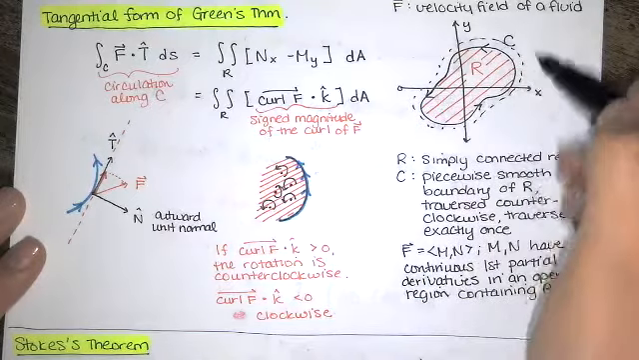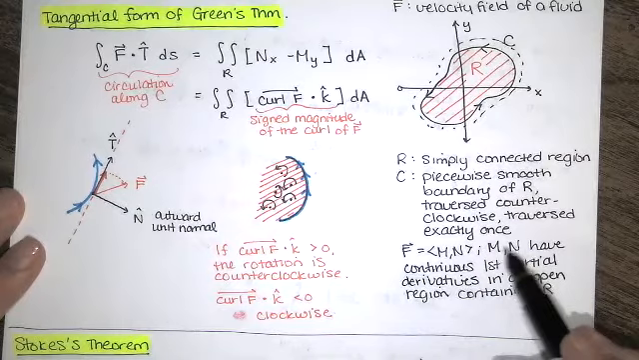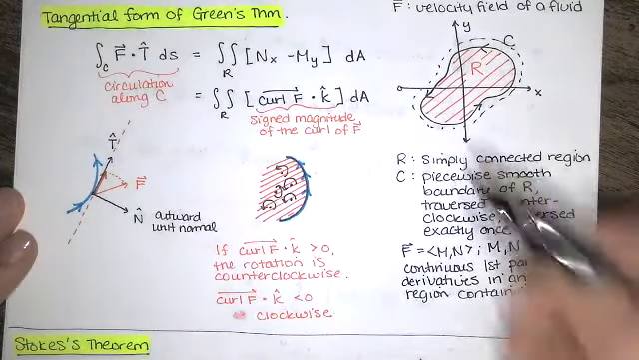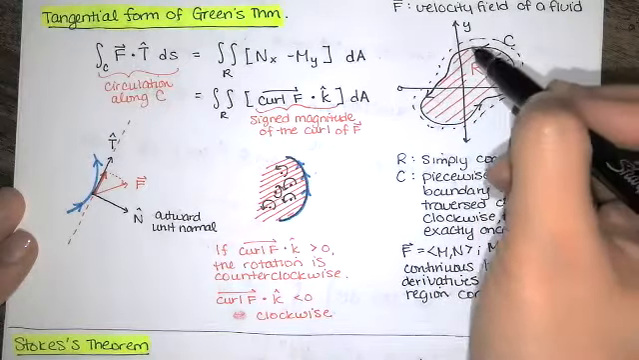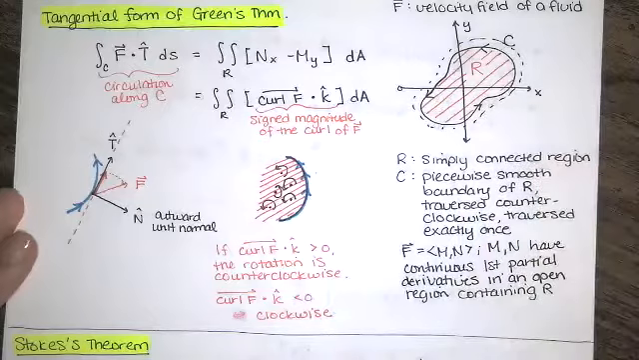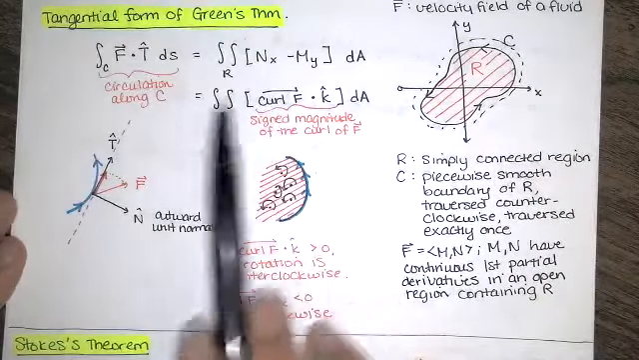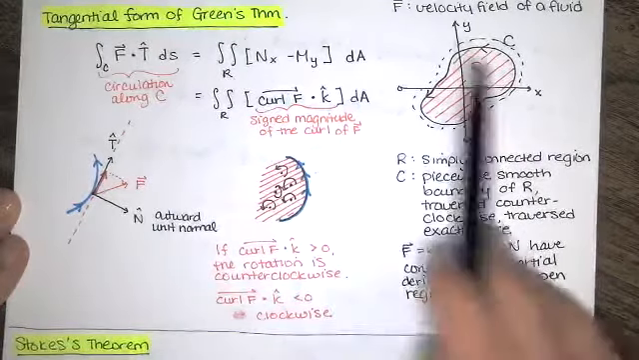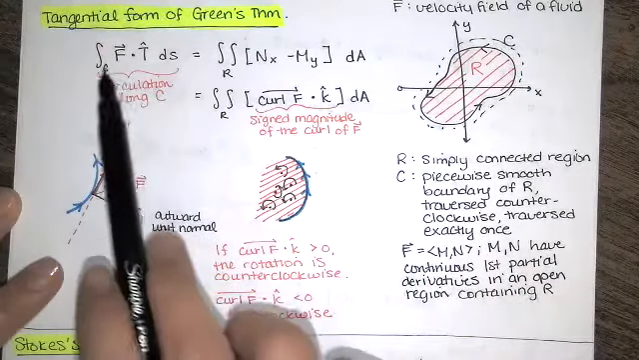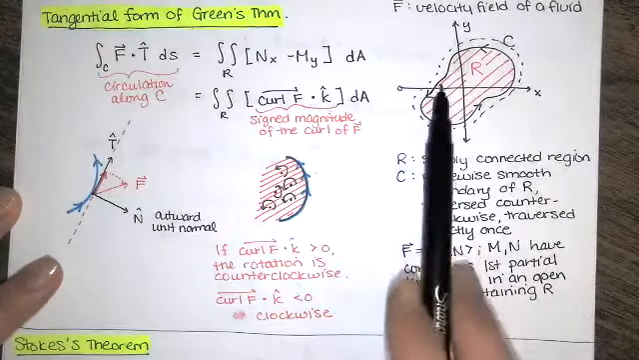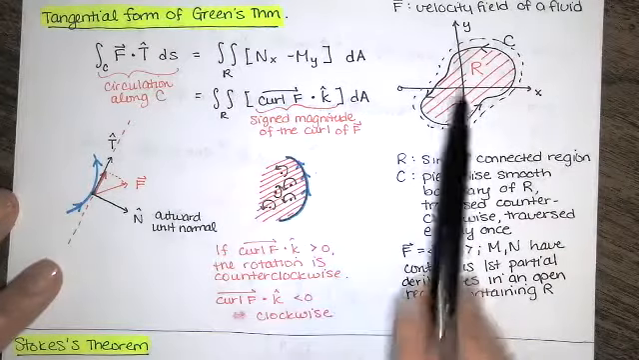So I've created this little open region with this dotted line. I'm just saying that these two component functions have continuous first partials inside that region, including R and on the boundary of R and just a little bit outside that boundary. That's enough for us to state this result. If all of that is true, then the line integral of F over this boundary is equal to the double integral of this function over the region R.